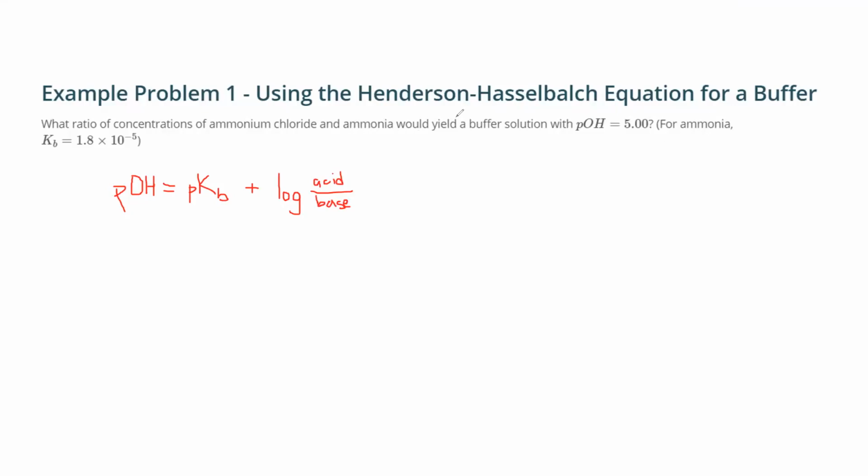We've got the Kb for ammonia. So the acid is going to be that ammonium chloride. But with it, we want to figure out what ratio of the concentration of those would yield a buffer solution with a pH of 5. So we've got that piece. We can get that piece just by taking the negative log here. So again, we're looking for the ratio of those two together.